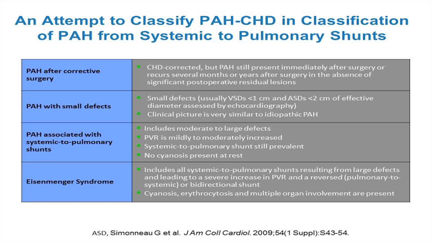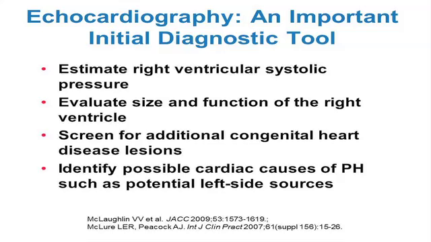Then there's pulmonary arterial hypertension associated with systemic to pulmonary shunts. And then finally, there's Eisenmenger syndrome, which is when the pulmonary vascular resistance gets to the point that you now start reversing the shunt in somebody with an unrepaired shunt. Now, echocardiography is often the first step taken, as it is for other types of pulmonary hypertension. We really want to assess the systolic pressure if we can in the pulmonary bed. We want to estimate the size and function of the right ventricle.